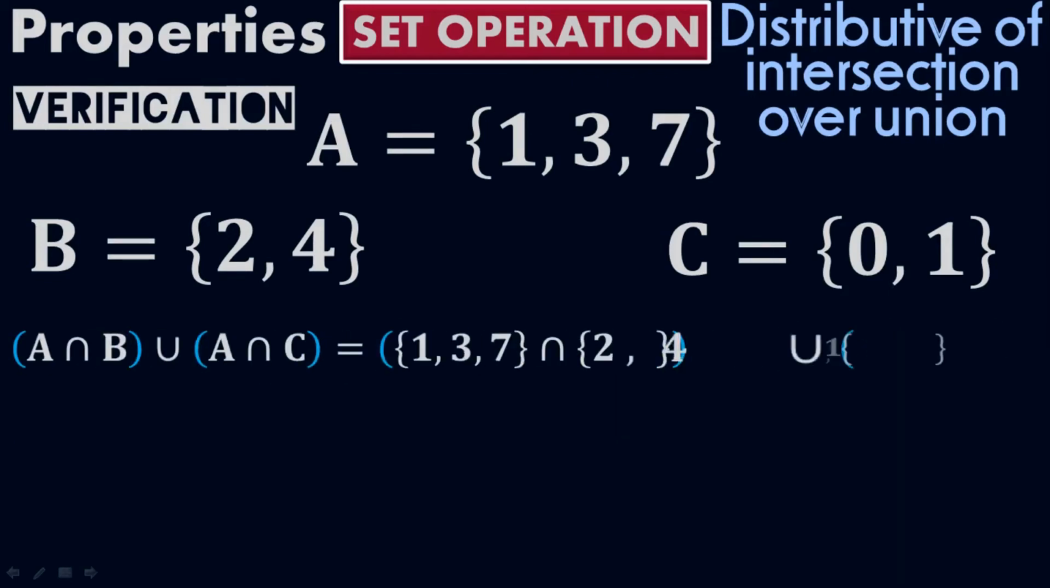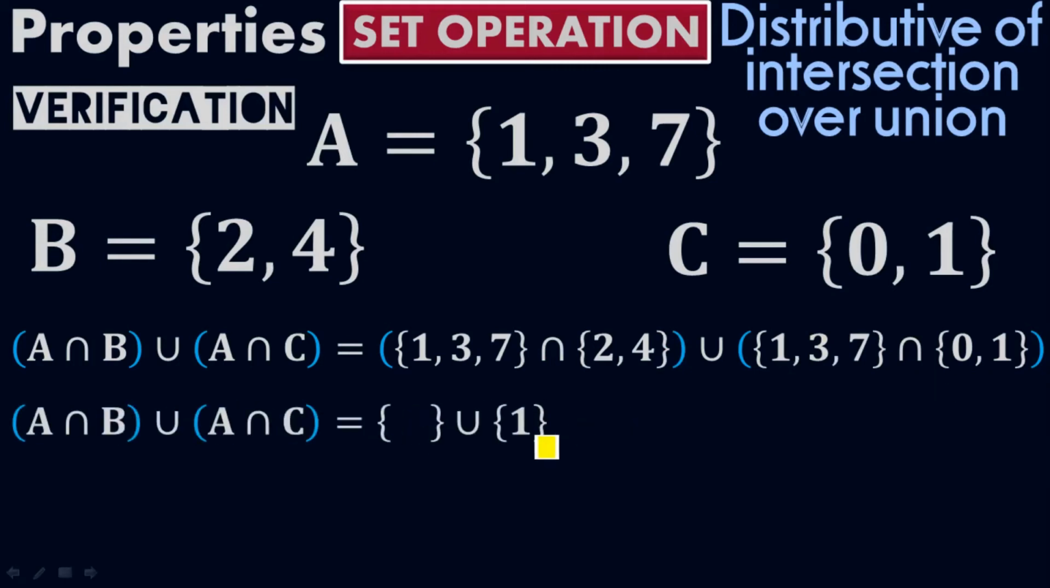Now to pick the right side, which is A intersection B union A intersection C. Plug in the value of A, which is 1, 3, 7. Plug in the value of B, which is 2, 4. Plug in the value of A again, which is 1, 3, 7 here. Plug in the value of C, which is 0, 1. Take the intersection of these two sets together and the intersection of these two sets together. So their respective intersection sets will be the empty set and the set 1.